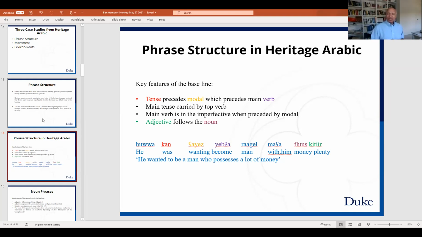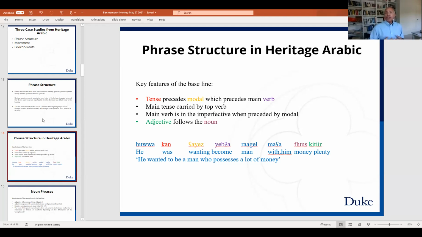So when you look at, for example, an Arabic sentence like the one here, and this is from a heritage speaker, you find that in Arabic, you have to have the tense preceding the modal, which in turn precedes the main verb. And the forms of those three elements, each one depends on the next one. And the main tense is carried by the top verb. The top element in the sentence is like English.